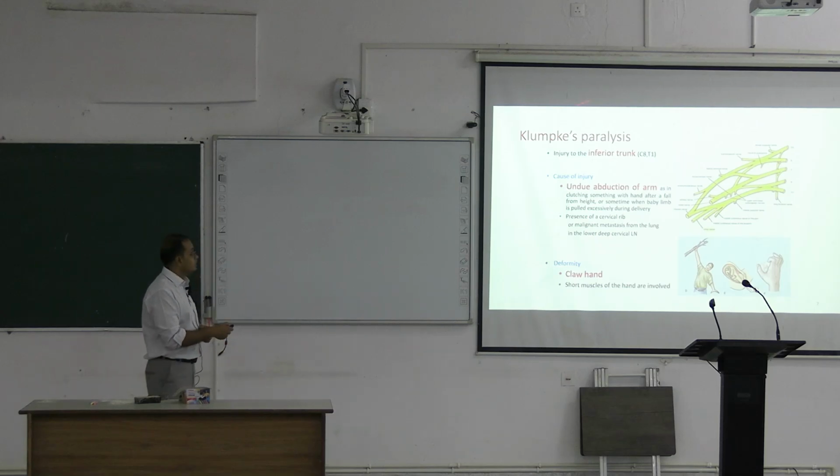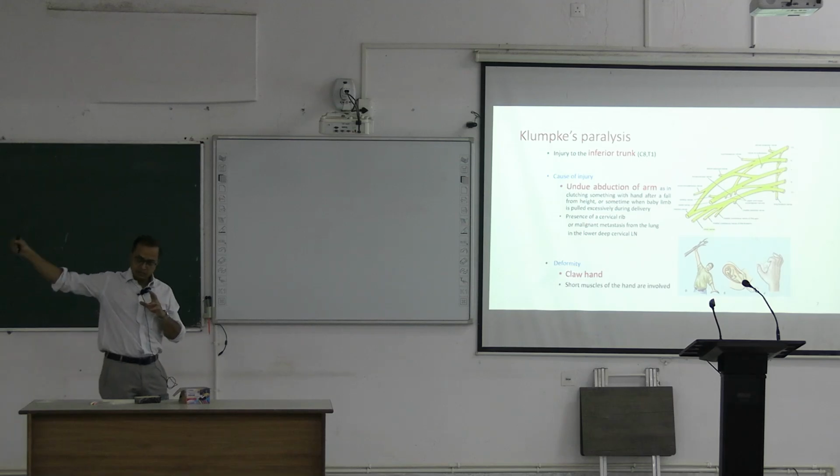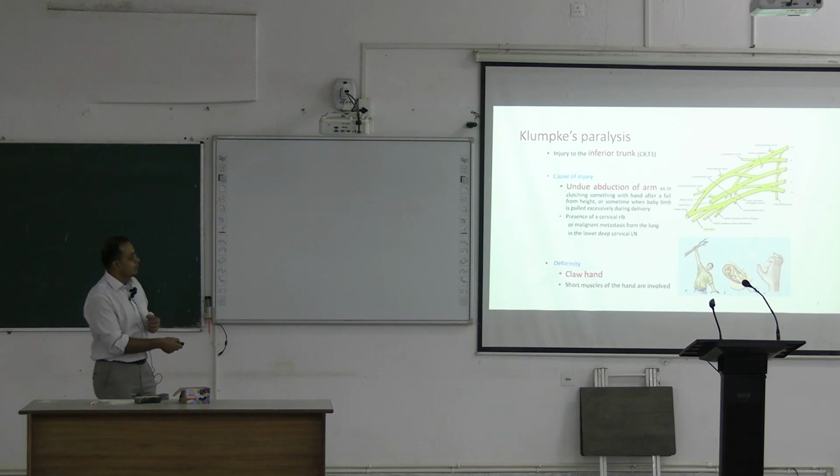So, this injury, Klumpke's, involves the inferior trunk or the lower trunk of the brachial plexus, the C8 and T1 domain. This injury may be due to undue abduction of the arm, maybe you pulled it too high, or maybe you pulled the arm during hand prolapse or arm presentation. This results in injury to C8 and T1, which serve nerve fibers to the ulnar nerve, and the ulnar nerve deficiency will be there in the form of claw hand.